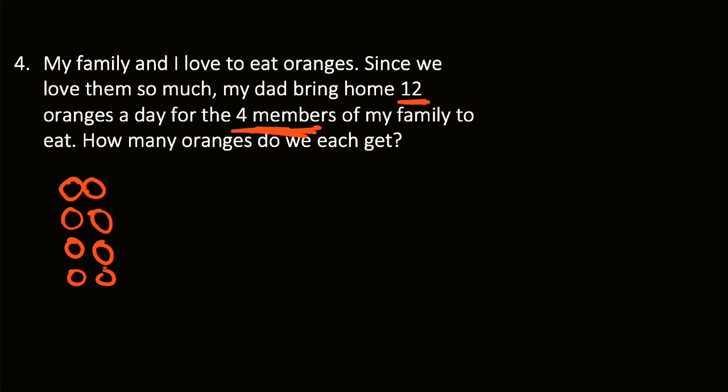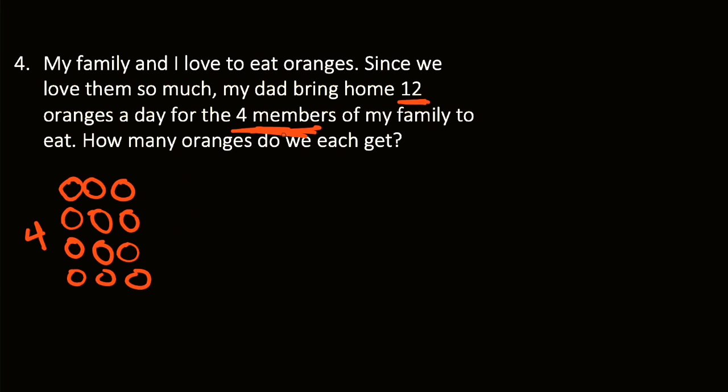So we know that if there's 2 oranges given to each member, there would be a total of 8 oranges being eaten. Now we're going to add another one, and then we would find out that since there's 4 members, they each get 3, there's a total of 12 oranges, which is how many the dad brought home. So they each get 3 oranges.